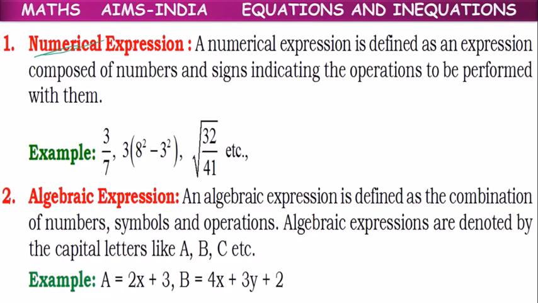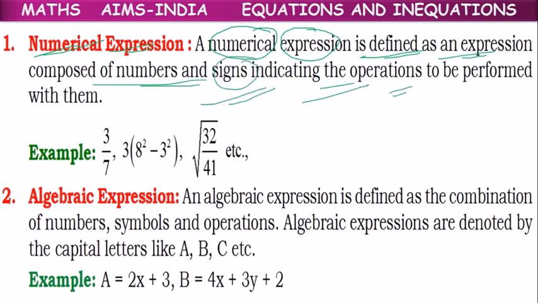Next here, numerical expression. A numerical expression is defined as an expression composed of numbers and signs indicating the operations to be performed with them. Whatever sign is there, according to that we have to do the operation. So 3 by 7, by is the division. 3 into 8 square minus 3 square means product and difference, both operators are involved. Square root of 32 by 41, division.